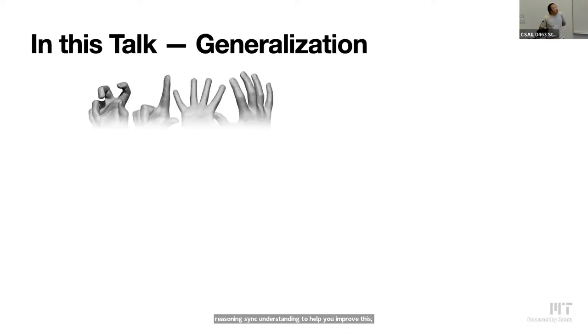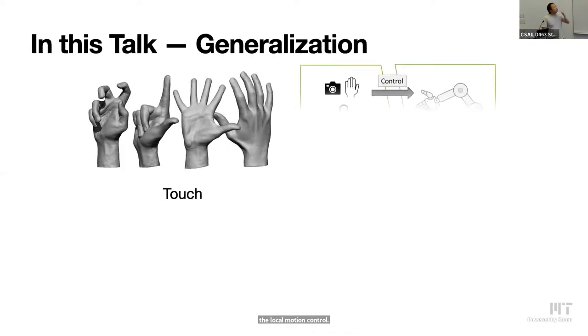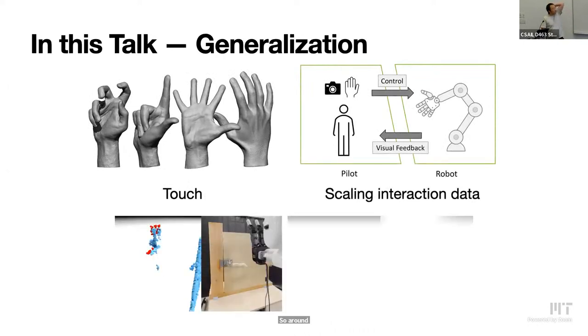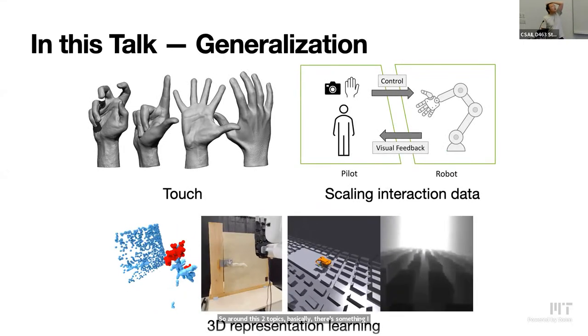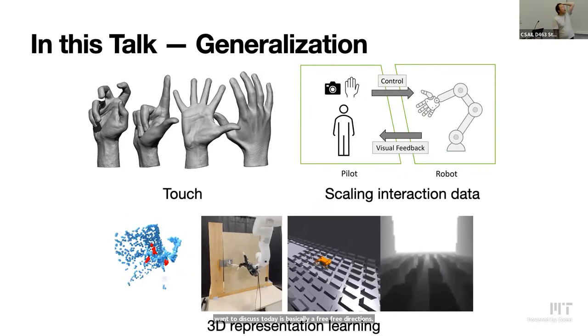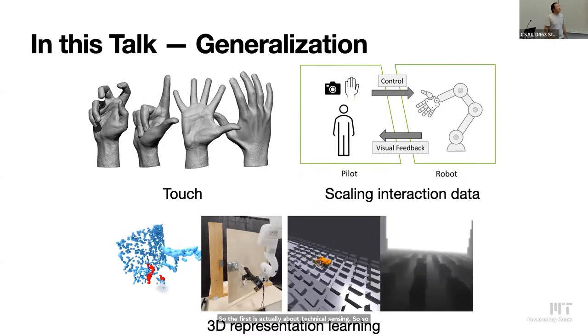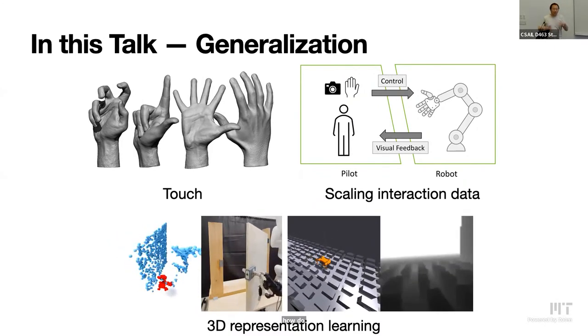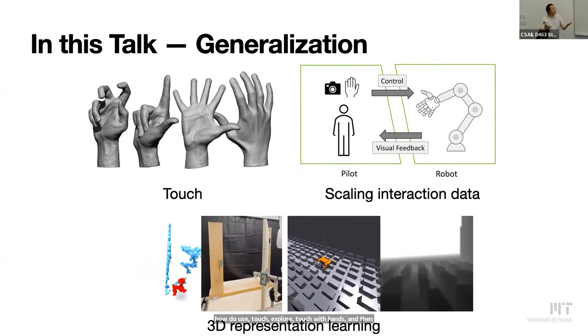So around these two topics, there are three directions I want to discuss today. The first is about tactile sensing: how to use touch, explore touch with hands. Then how to scale up data to get more data to learn more generalizable policies. And then how to learn better 3D representations, extracting scene and object level features for robots to better navigate or manipulate.